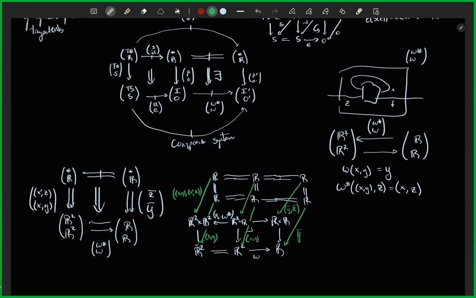And now we get our first equation. This bottom square commutes. What does that mean? Well, that bottom square commuting means that W of x, y is equal to y bar. But we already know that W of x, y equals y by definition. So this means, i.e., y is equal to y bar.